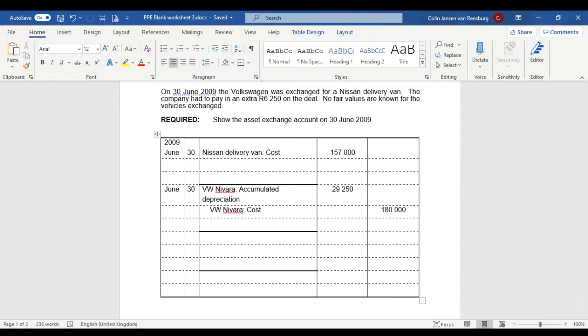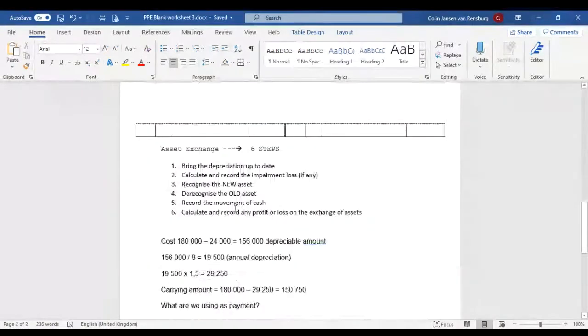Let me pause for a little while there. Is that clear so far, ladies and gents? So there, after we've brought the depreciation up to date, after we've calculated any impairment loss which there wasn't, there was only the depreciation that we had to get up to date, then our first step would have been to recognize the new asset. Then we have now de-recognized the old asset. So what is our next step? Let's have a look.